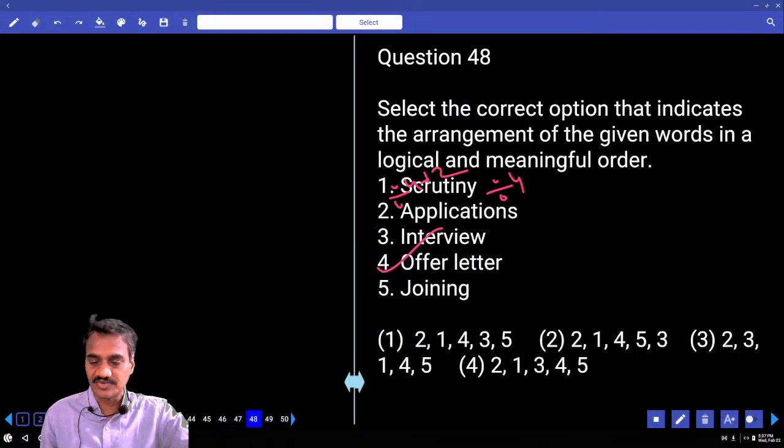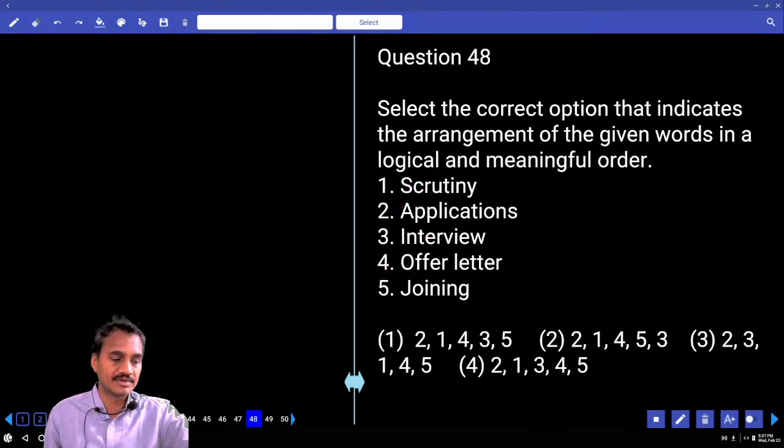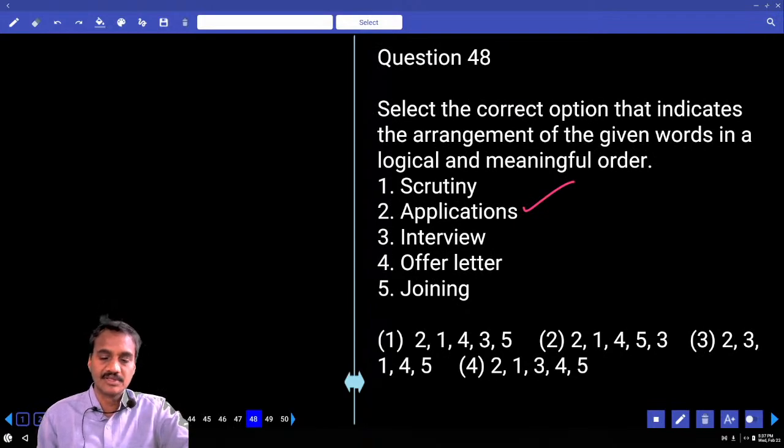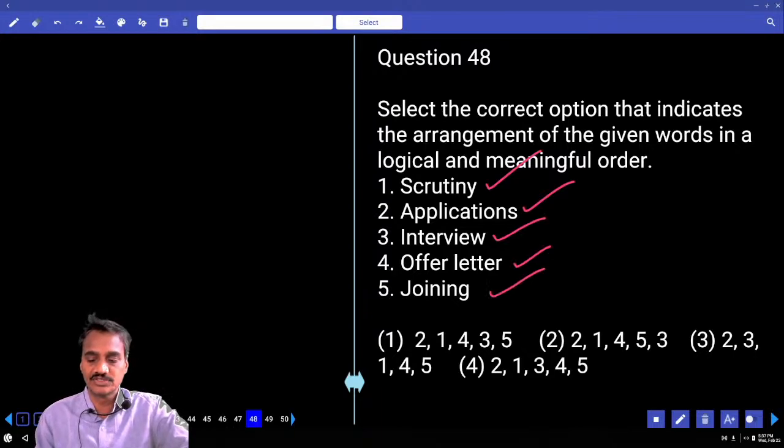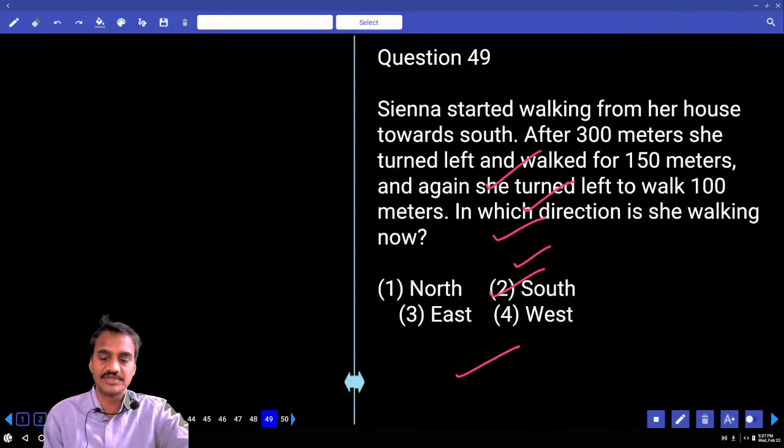Then coming to 48, meaningful order. Now what is the meaningful order in this one? First, the application will be applied. Then after you have applied, scrutiny will be done. Then they will call for an interview. Once the interview is done, they will give the offer letter. And finally you will join. The order is 2, 1, 3, 4, 5, 48.